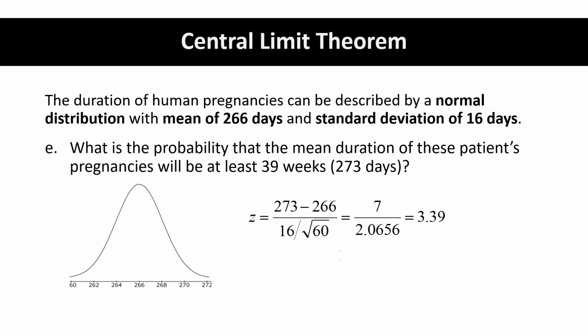And rounding this to 2 decimal places, we get 3.39. So this is more than 3 standard deviations above the mean. Because we want area to the right, we have to do 1 minus what's in the table. So it's 1 minus 0.9997, which gives us an area of 0.0003. That's why it's hard to see the area colored in the picture, because the probability is very small.